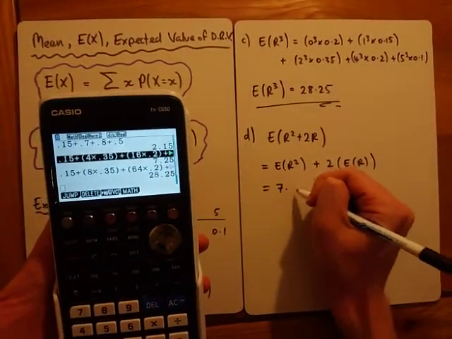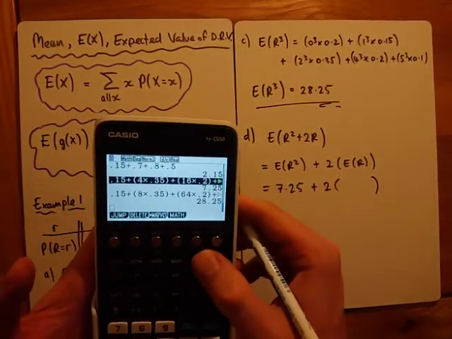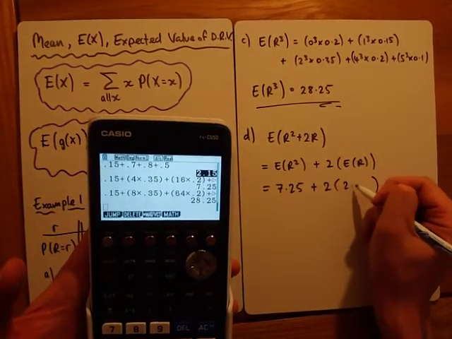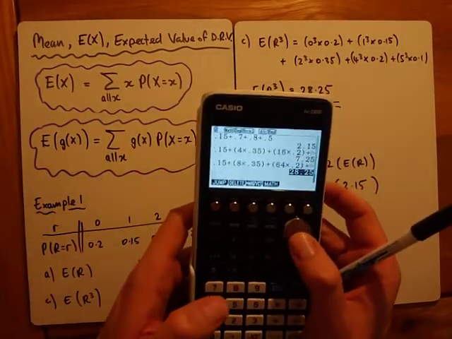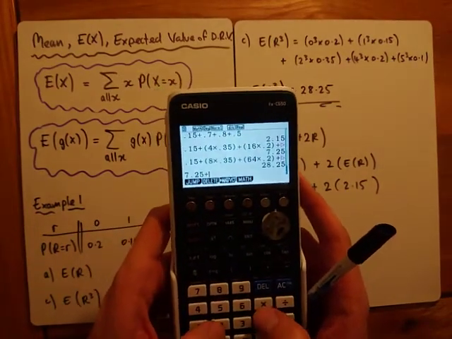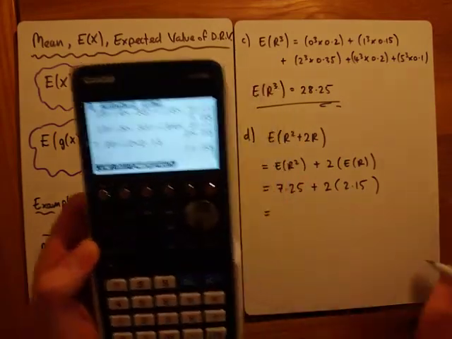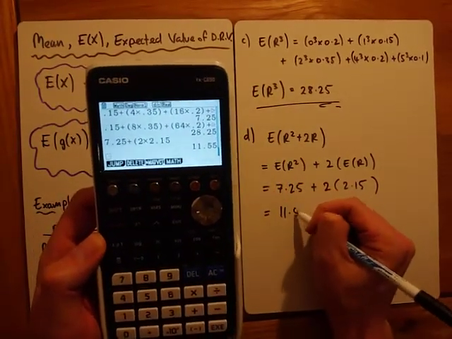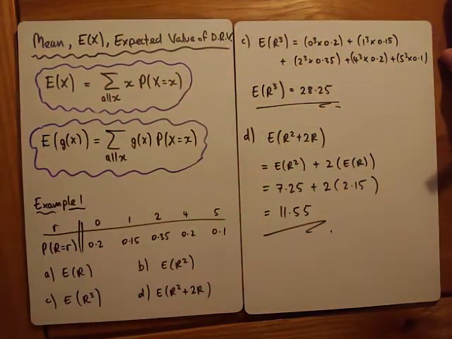Okay, so expected value of r squared was 7.25. And 2 lots of the expected value of r, which was 2.15. So that would give us 7.25 plus 2 times 2.15, which is 11.55. Possibly check and do the calculation the other way as well, make sure you get the same answer. But you could also believe me, it will, and we'll see that later.